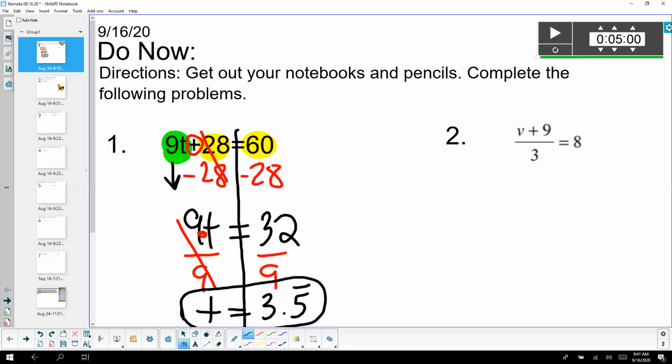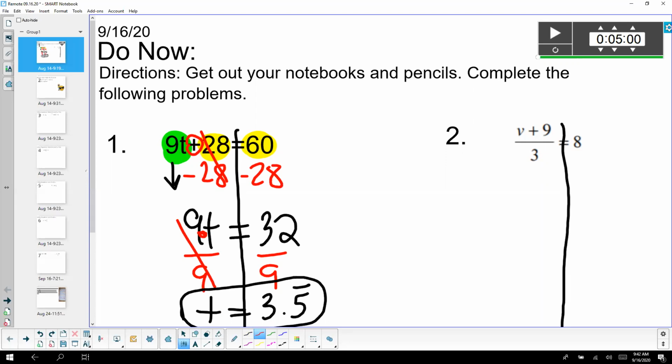All right. This one on the right side is actually pretty difficult. It's a little bit different than the ones we did yesterday. So I'm going to draw my wall down the middle. So again, I want to deal with the variable term last. So I've got v plus 9 divided by 3 equals 8. So I see plus 9 next to the v. So my initial thought is, okay, I want to get rid of that 9.